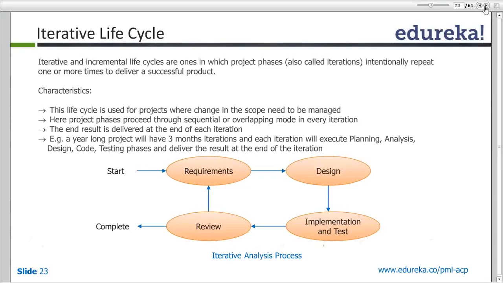So in this, the requirements are defined early and they are not changed. If there is a change, we will hold on to that and we will change it in another phase. So guys, I will be real quick with these three life cycles.